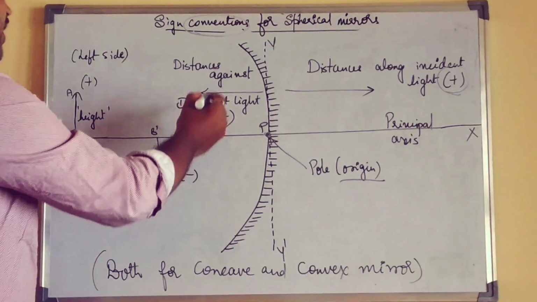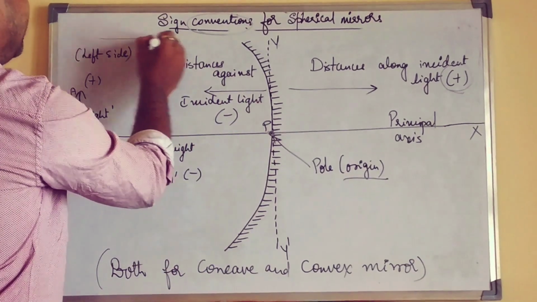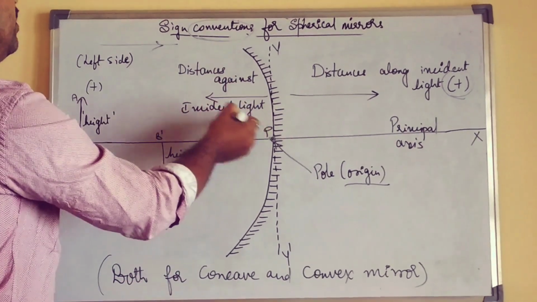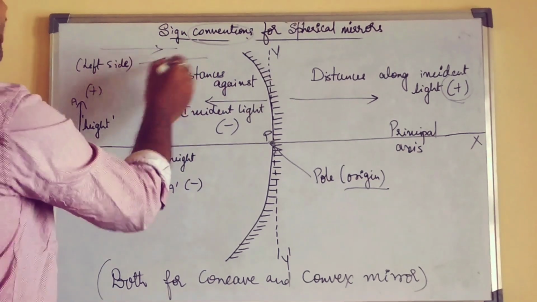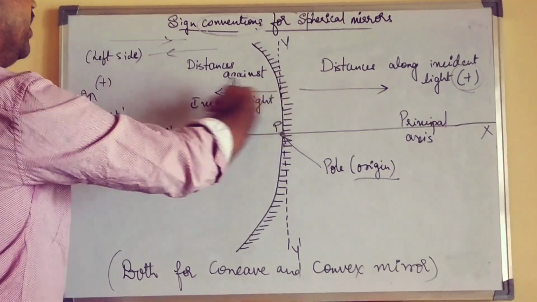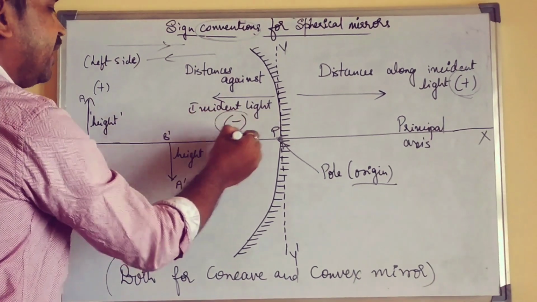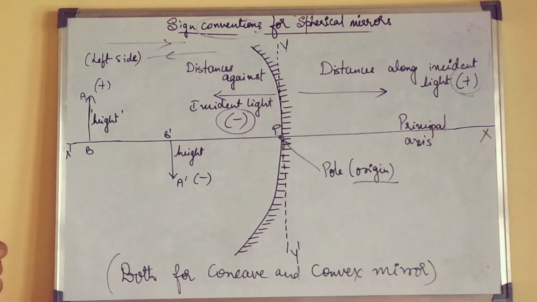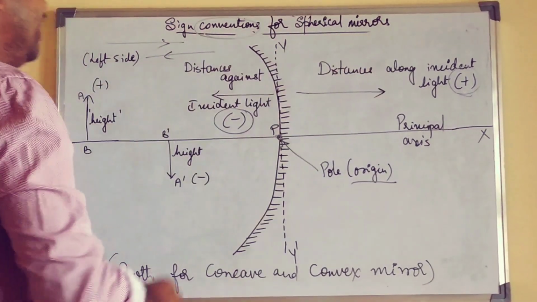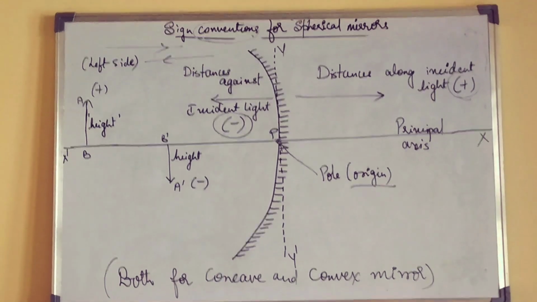Now, distances against the incident light. You can see here, incident light is coming in this direction, and you are measuring the distance in this direction. Both are opposite. If both are opposite, then it should be taken as negative. So distances along the incident ray are positive, distances against the incident ray are negative. That is the other convention.